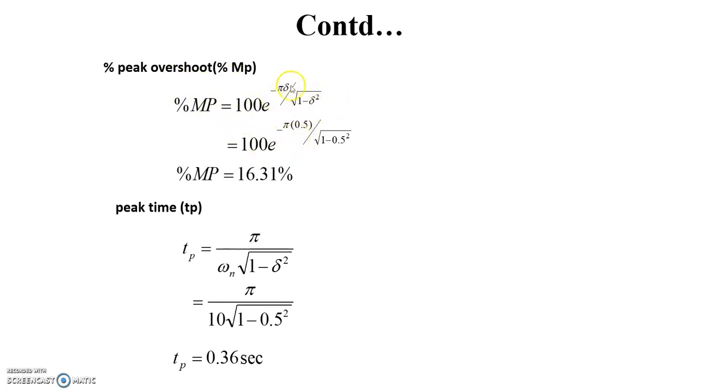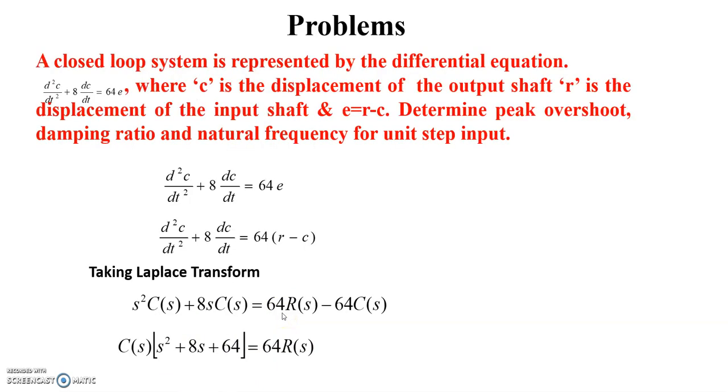You can substitute the zeta value in this equation and calculate the percentage MP, which is 16.31 percent. The peak time TP is equal to pi by omega n root of 1 minus zeta square. You know the omega n and the zeta value. Just substitute and find the TP value, 0.36 seconds. So this is the solution for your given problem.